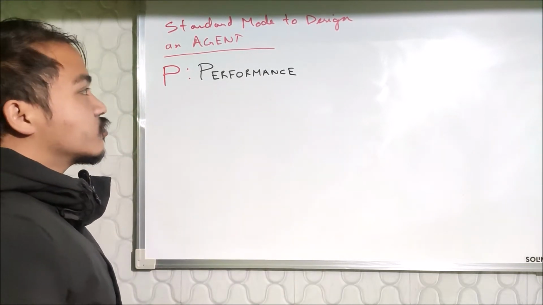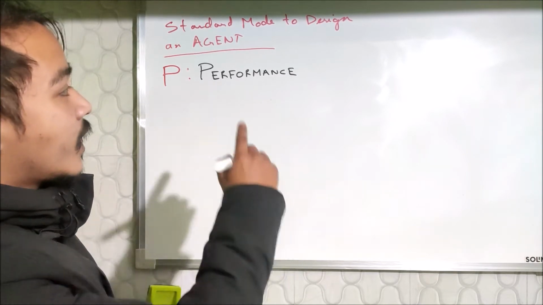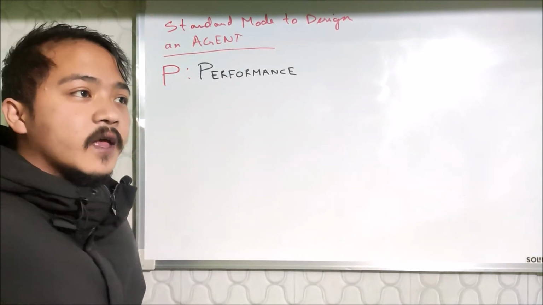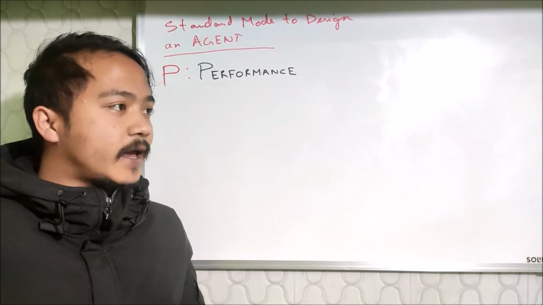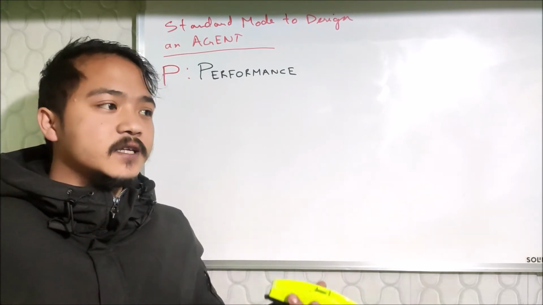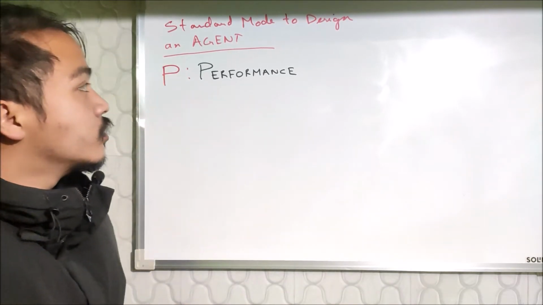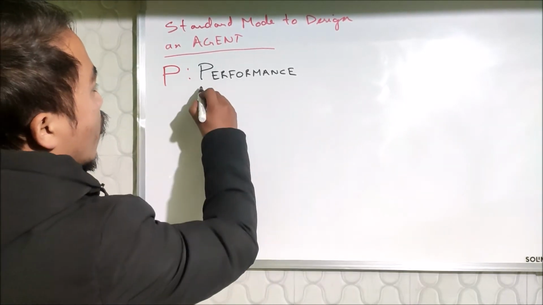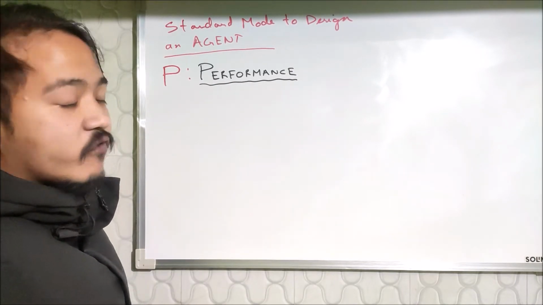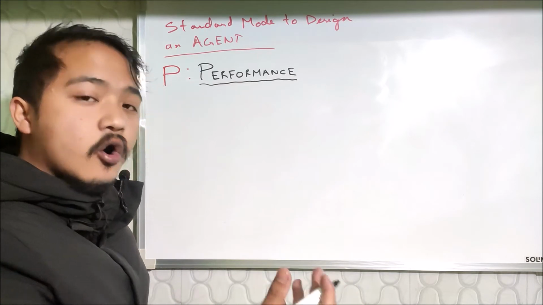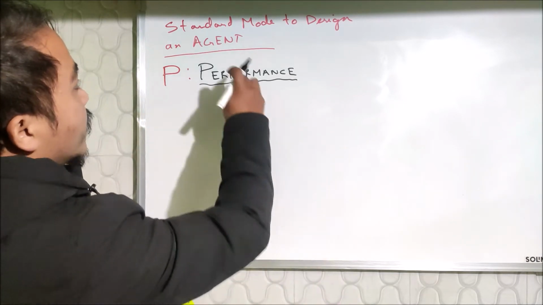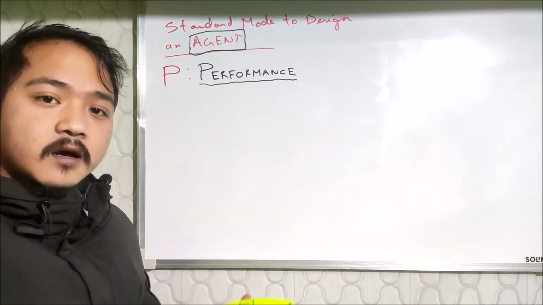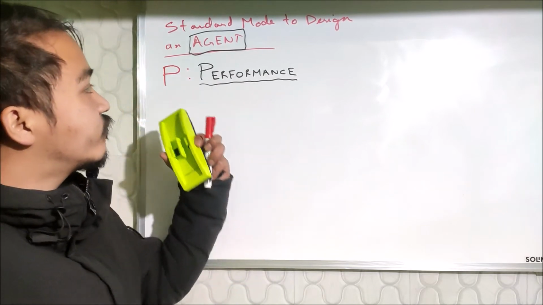Let's take an example here so that you will understand this model clearly. Let's say you have a self-driving car, like Tesla. As you know, Tesla has developed a self-driving car, we can say a driverless car. In that driverless car, what does performance mean? Performance means the result or the output we get from the agent.